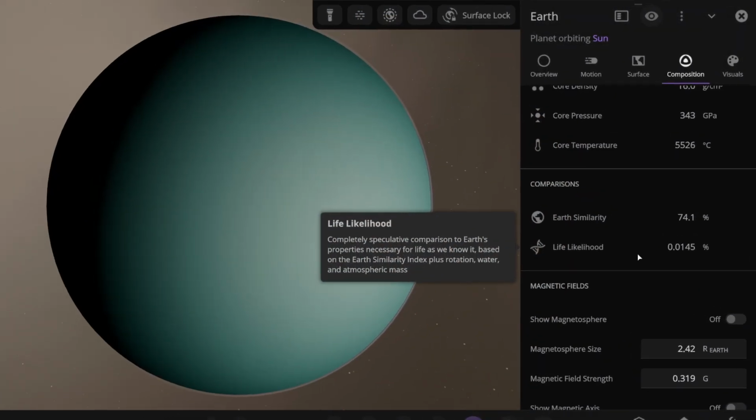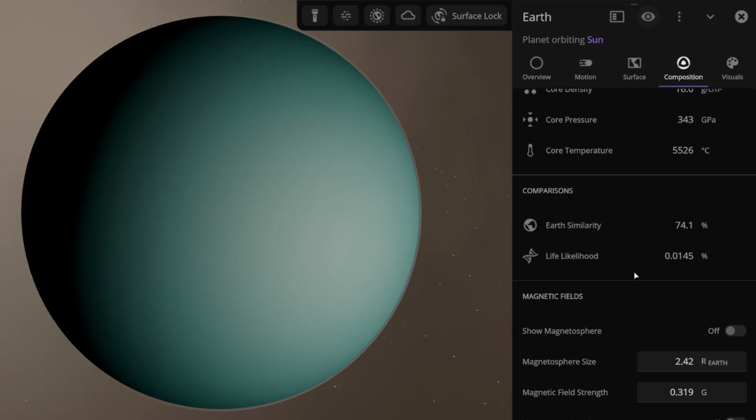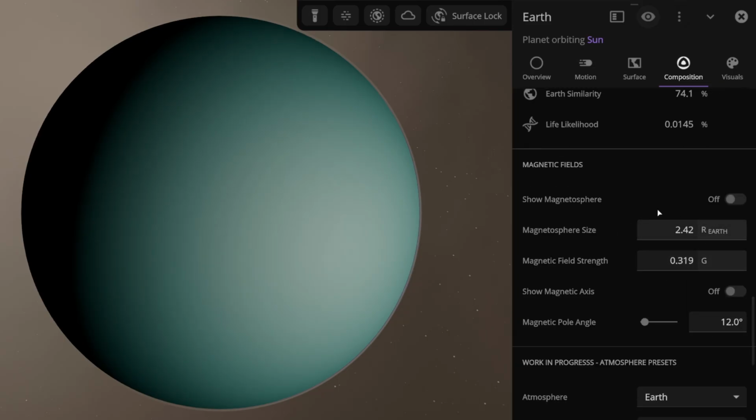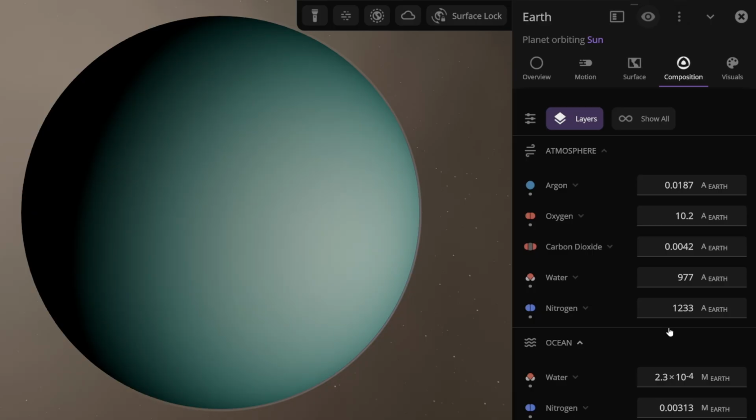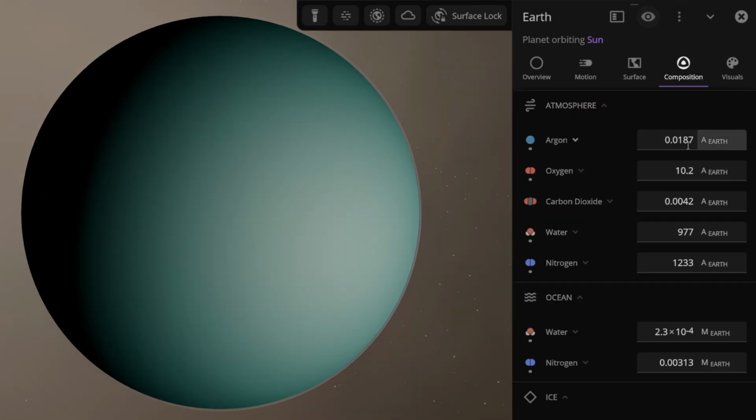The simulator shows that the probability of life on Earth is almost zero. The magnetosphere, by the way, has remained. And I'm looking at the atmospheric composition, and there's been a sharp increase in water vapor, and especially nitrogen. An incredible amount. And oxygen, as much as 10 Earth atmospheres. Wow. Where did so much oxygen come from? Could it be from Mars? Let me know in the comments.